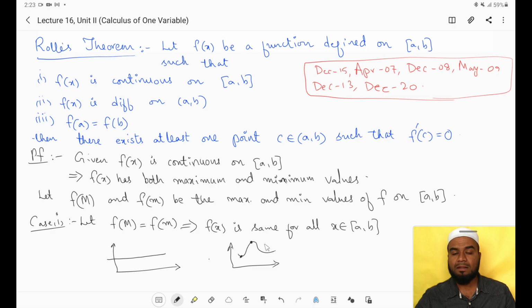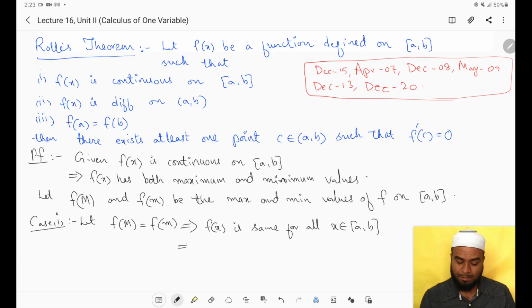If the minimum and maximum values are equal, then what is the meaning of that? The function will always be same. For all values of x, the function will be same. That is, the function will be a constant, either this line or this line or this line. The function is same means function will be constant, no? This implies f of x is a constant function for all x belongs to closed interval a comma b, right?